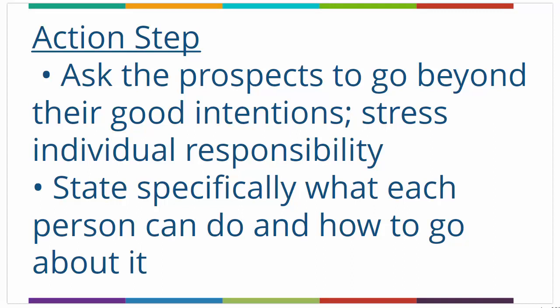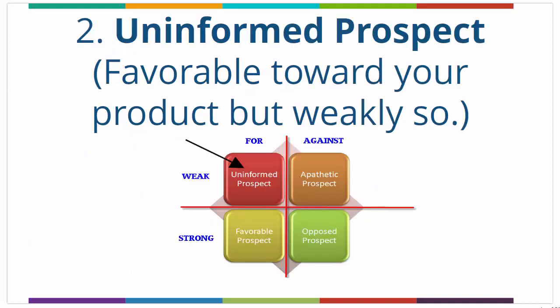Okay, so that's the adjustment that you'll have to make for the Monroe's motivated sequence pattern for those persons in quadrant number 1. Now let's go to quadrant number 2, and these are for those persons who are for you, or for your solution, or for your product, but weakly so.